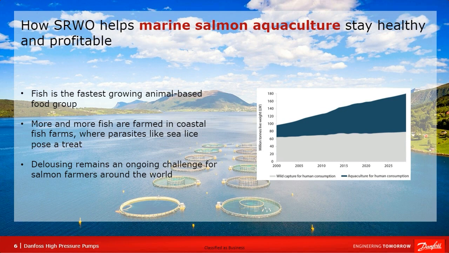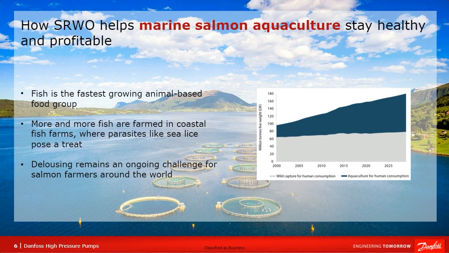One of these parasites is called the sea lice, and this parasite is particularly harmful for salmon as it can result in fish injury, diseases, or in worst cases, mortality. So yeah, treating sea lice is of course an ongoing challenge for salmon farmers all around the world. But luckily there are many ways to treat sea lice.